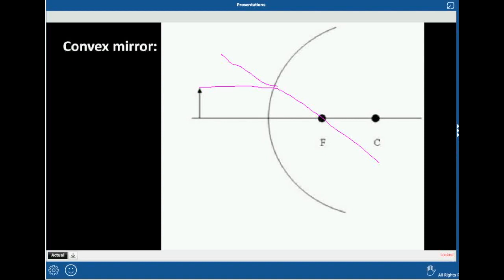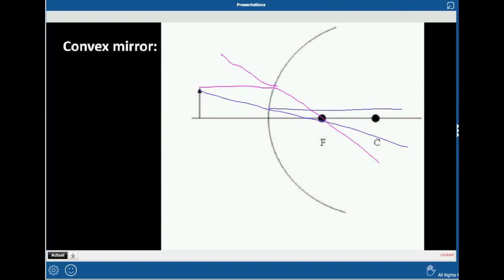Okay, so this one is going to go through the focal point. This one's going to be hard for me to draw straight because it's so far. It's going to go through the focal point, and then where that line hits the mirror, we are going to draw a horizontal line.